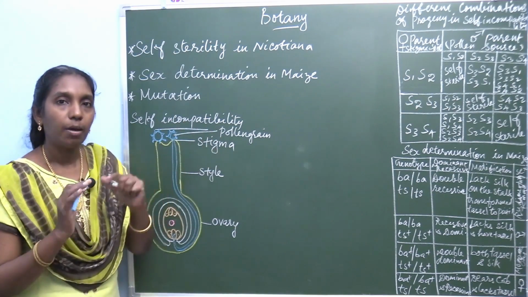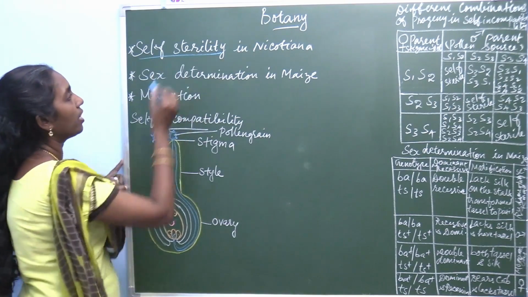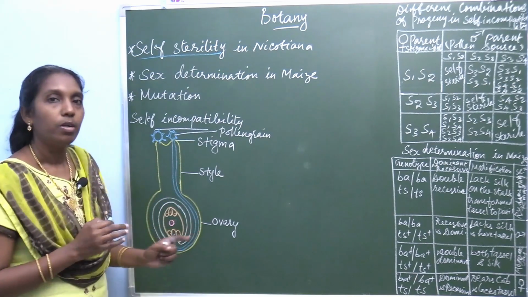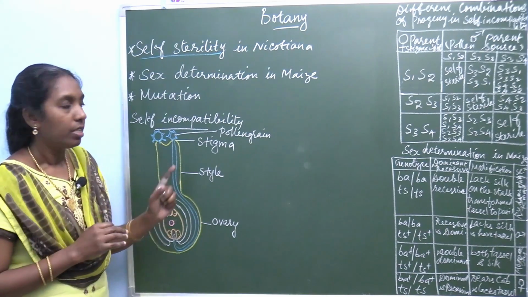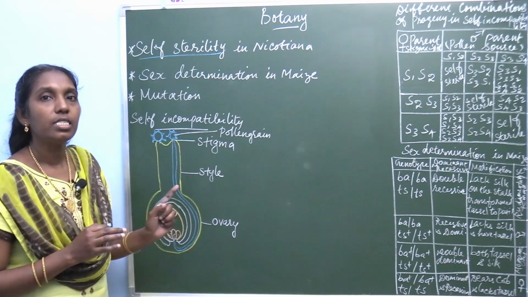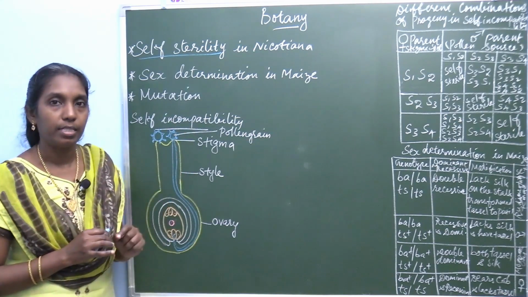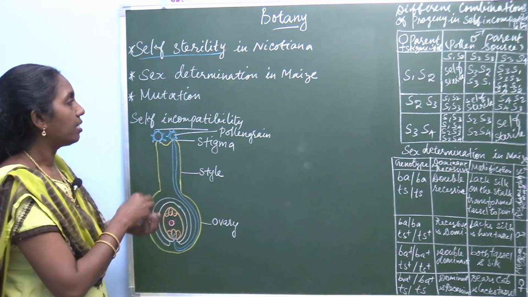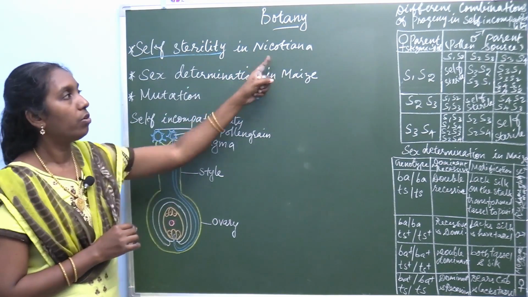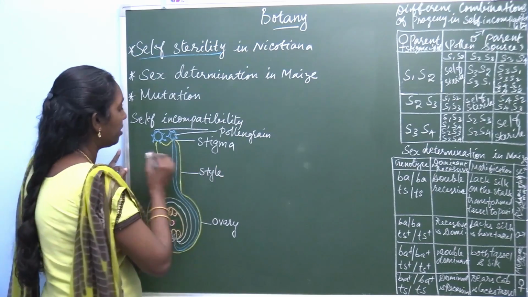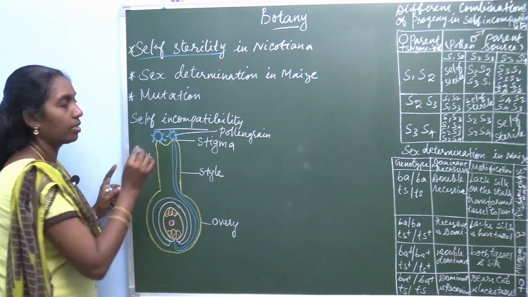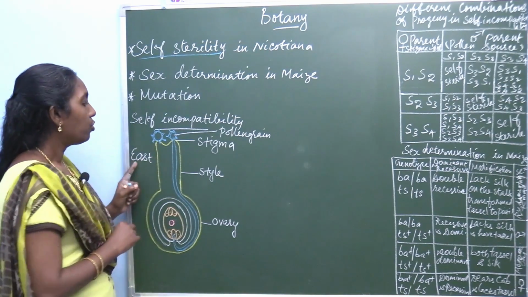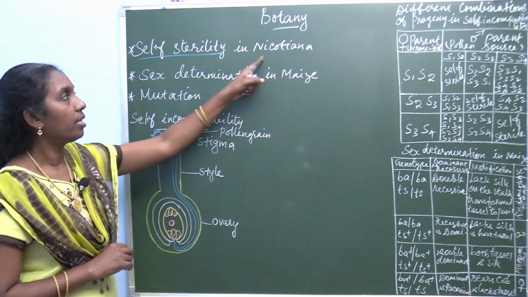In self-incompatibility or self-sterility, what happens? The pollen tube does not develop normally. The normal pollen tube development is affected in self-incompatibility. Self-sterility in Nicotiana was reported by East in the year 1925. So, East reported self-sterility in the Nicotiana plant.